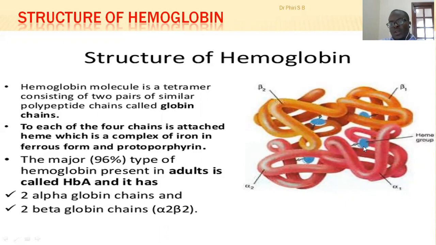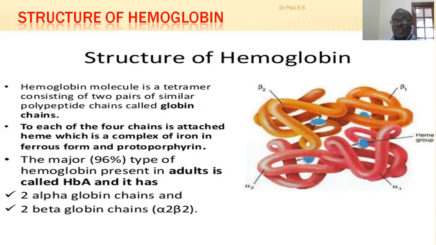So the heme group is the one that contains iron, and depending on the state of the iron, it's either going to combine with oxygen or not. If it's in ferric state, when it loses three electrons and then it's having plus two sign, then it's in ferric state, it can't bind with oxygen.